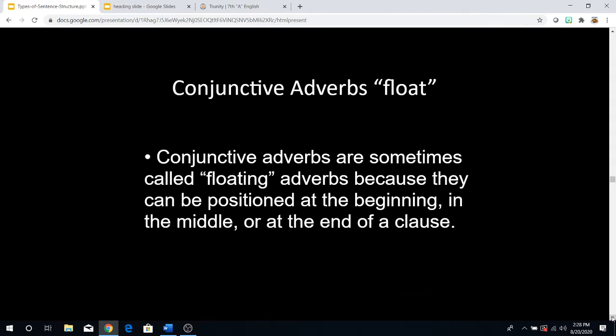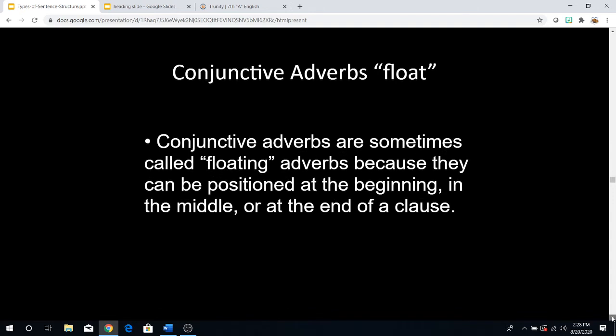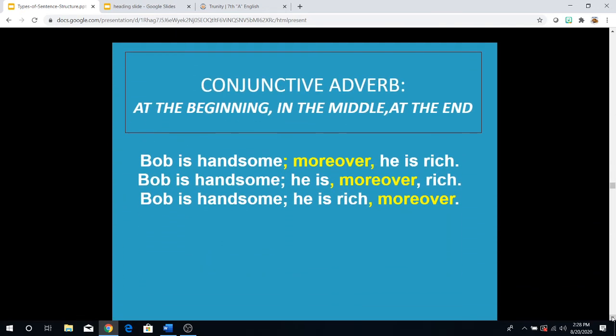Conjunctive adverbs can sometimes float. Conjunctive adverbs are sometimes called floating adverbs because they can be positioned at the beginning, in the middle, or at the end of a clause. The conjunctive adverb at the beginning, in the middle, or at the end.